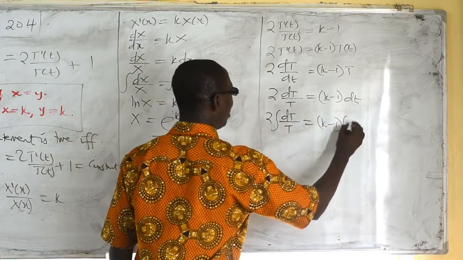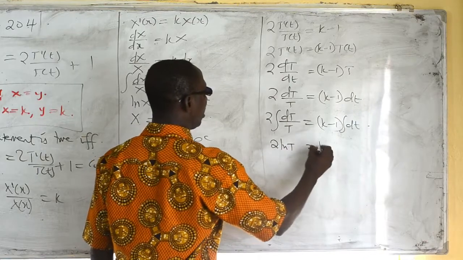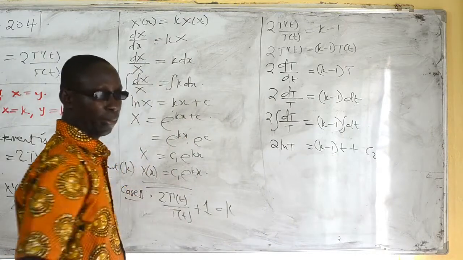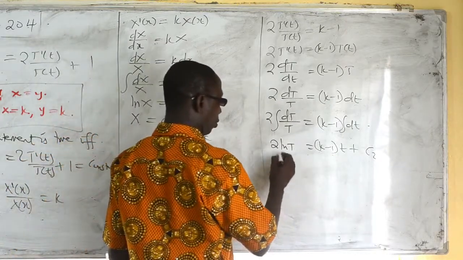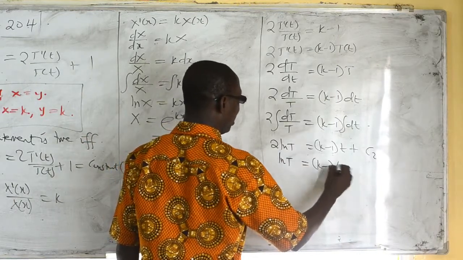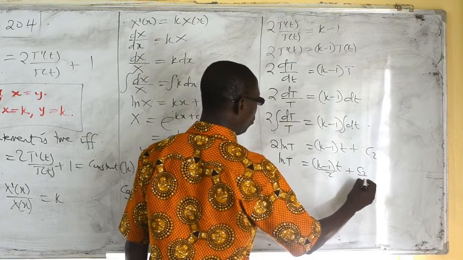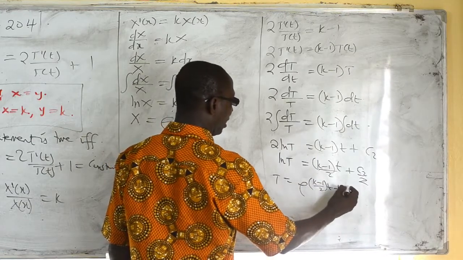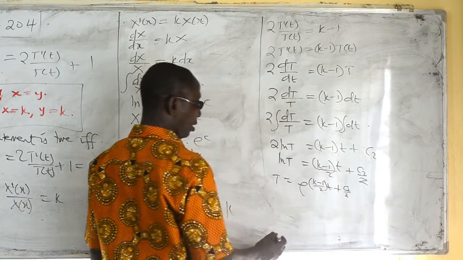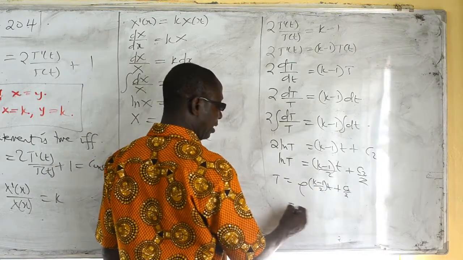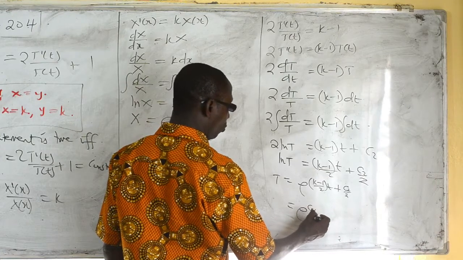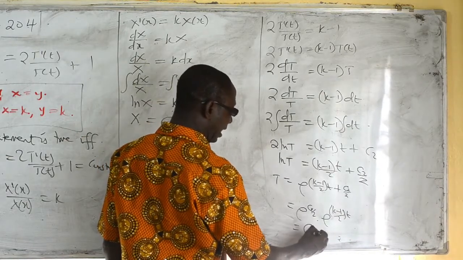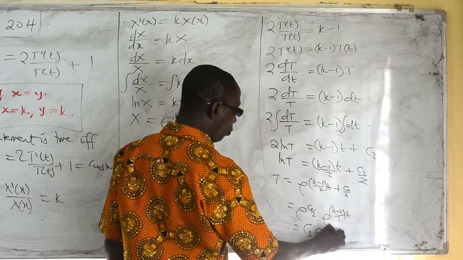Integrating, 2 ln T is equal to (k minus 1)t plus c2, because I've used the c1 already. I can solve this. So ln T is equal to (k minus 1)t all over 2 plus c2 over 2. So T is equal to e to the power (k minus 1) over 2 t plus c2 over 2. This power, this time, this to the power this: e to the c2 over 2 dot e to the (k minus 1) over 2 t. The whole of this is a constant, so I can call it c3 e to the (k minus 1) over 2 t.